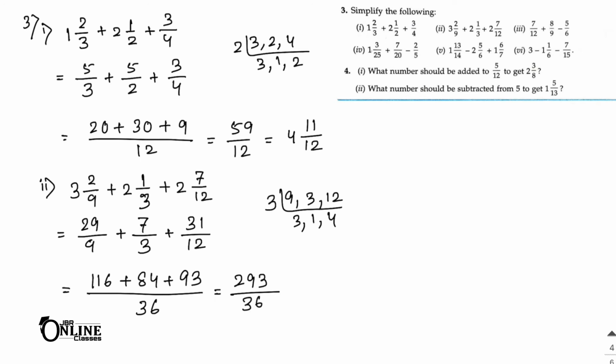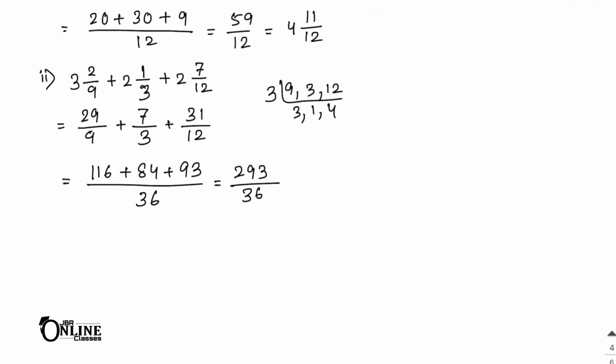And now you have to convert it into a mixed fraction. So divide it here, 293. Now 36 eights, I hope 36 8s is 288. Okay, so 288 from 293 it becomes 5. So 8 whole 5 by 36 is your answer.